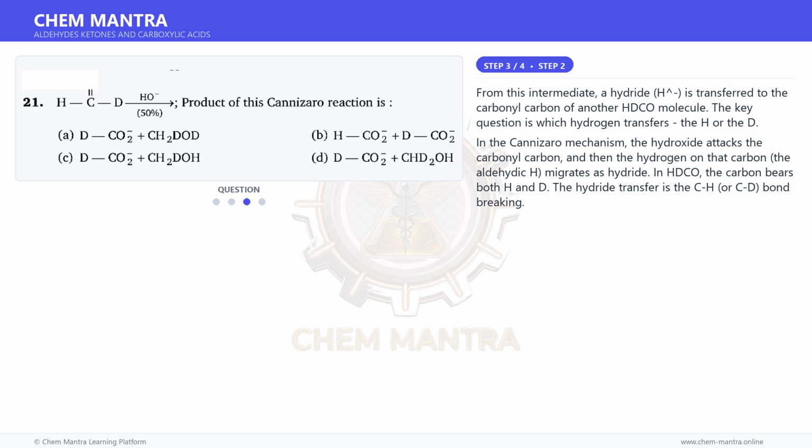Moving on to the next step. From this intermediate, a hydride, H-, is transferred to the carbonyl carbon of another HDCO molecule. The key question is which hydrogen transfers, the H or the D. In the Cannizzaro mechanism, the hydroxide attacks the carbonyl carbon and then the hydrogen on that carbon, the aldehydic H, migrates as hydride. In HDCO, the carbon bears both H and D.